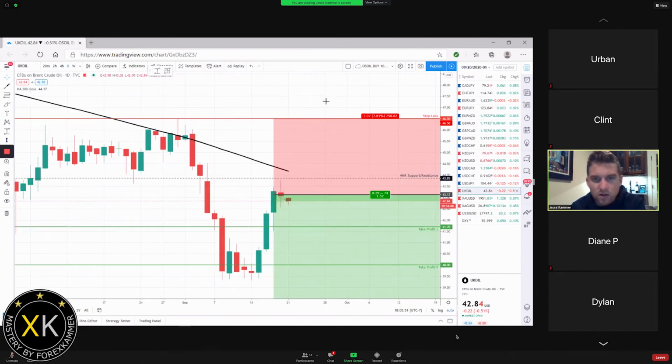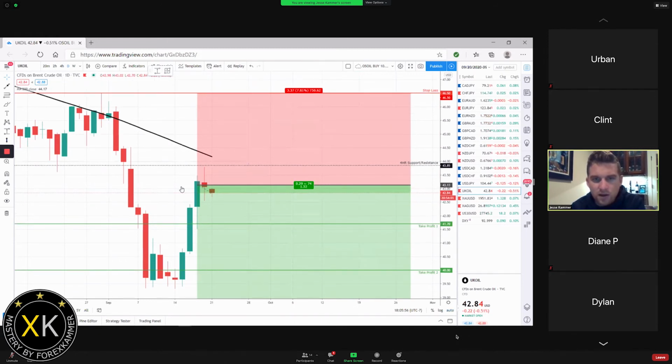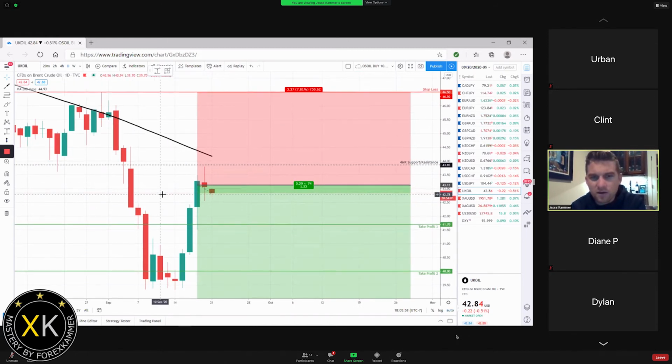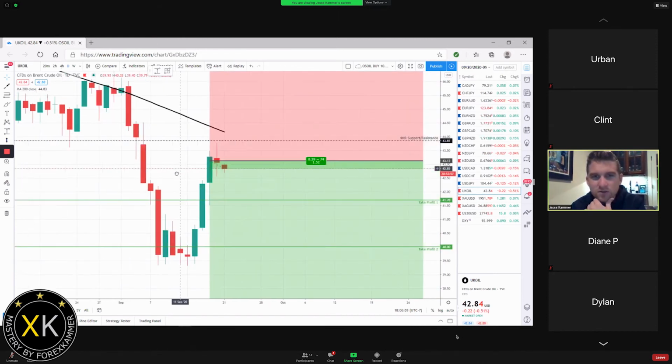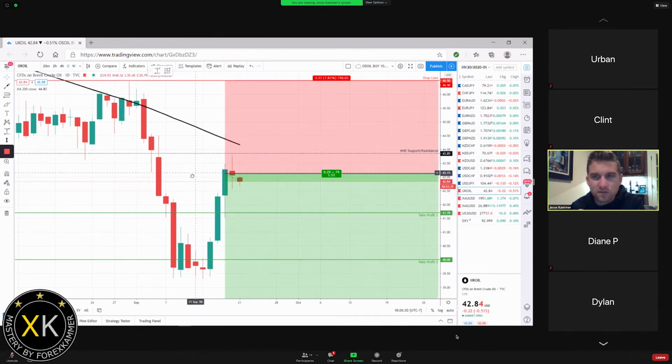UK oil, we are short on UK oil. We are in some profit. I know some of you are quite heavy on oil right now. I do definitely just want to caution you that we could see a small retracement. I would be looking to move my stop loss to break even as soon as we hit take profit one, even potentially a little earlier than take profit one.